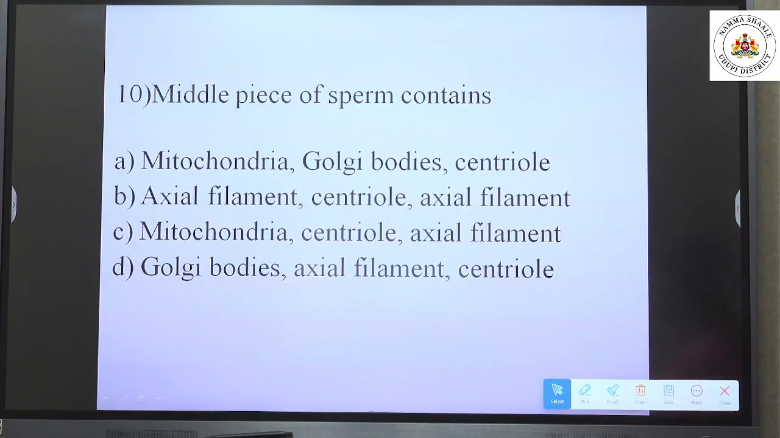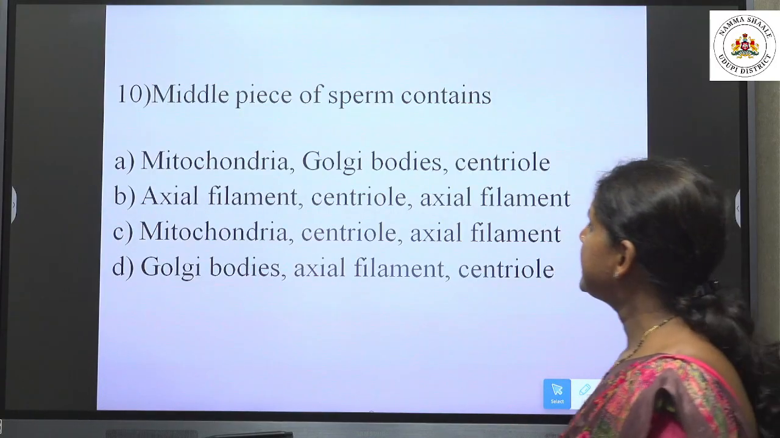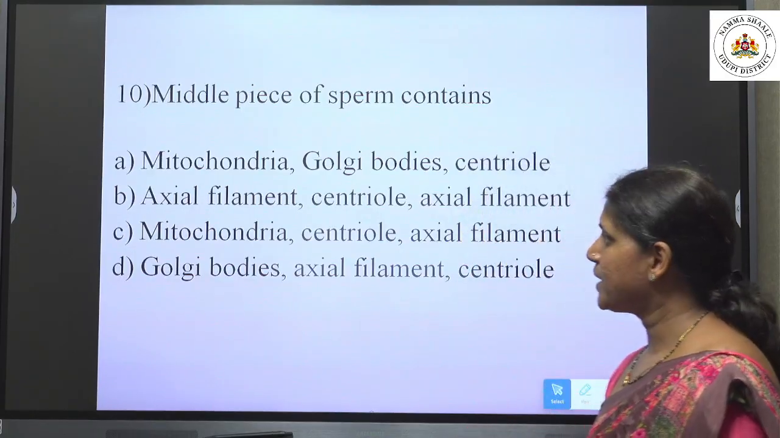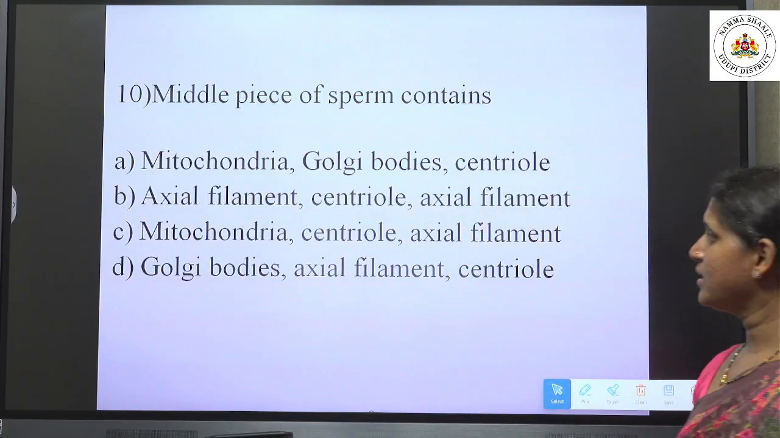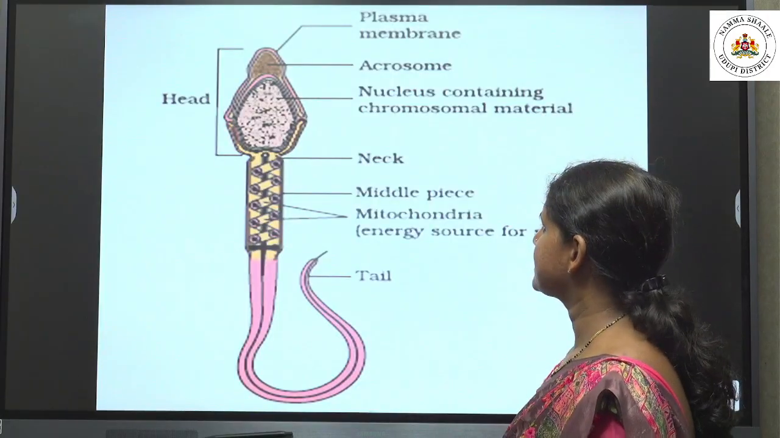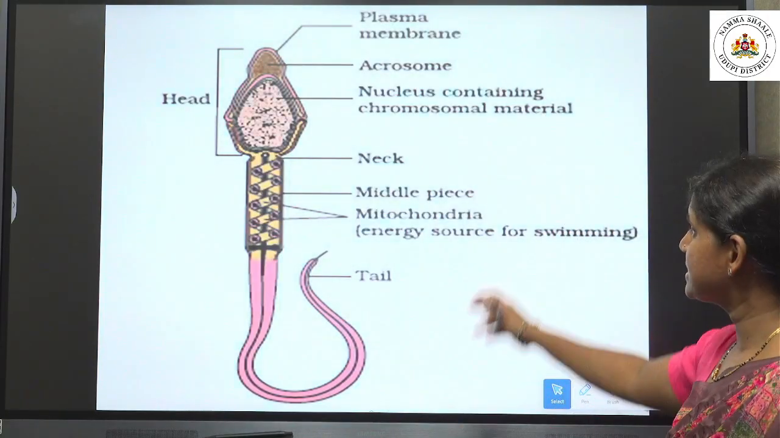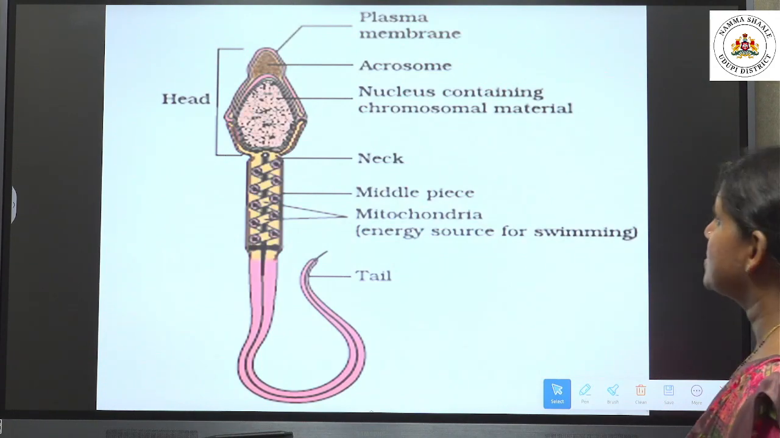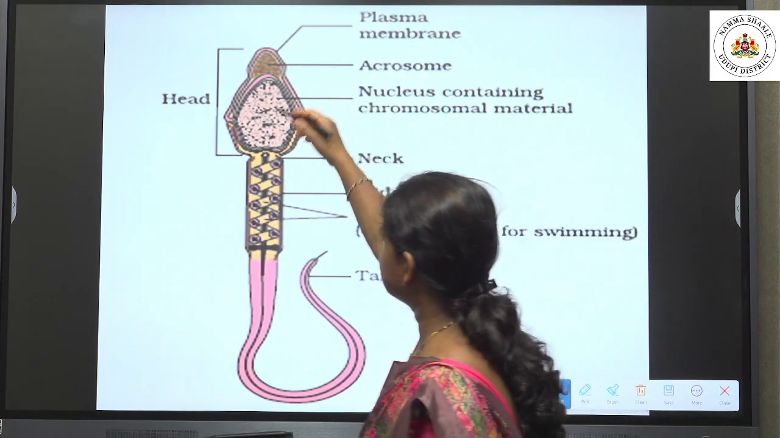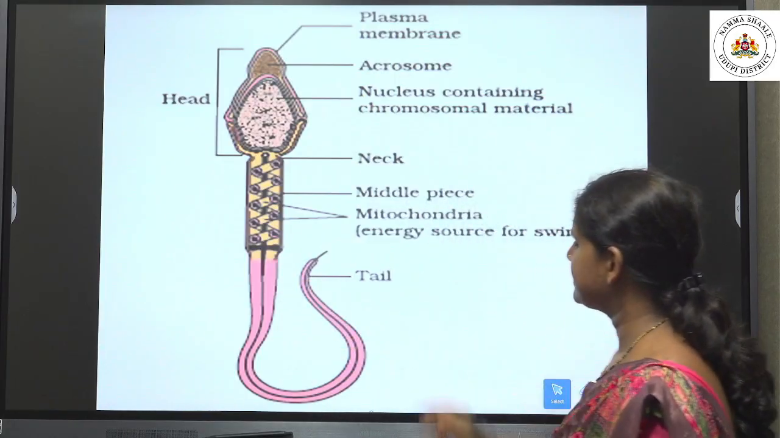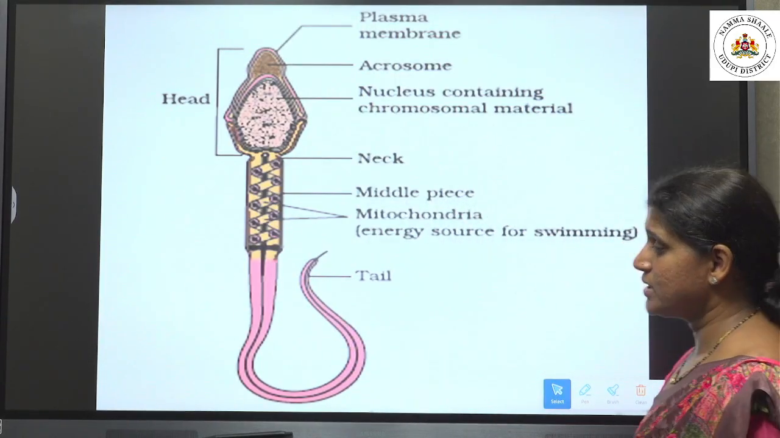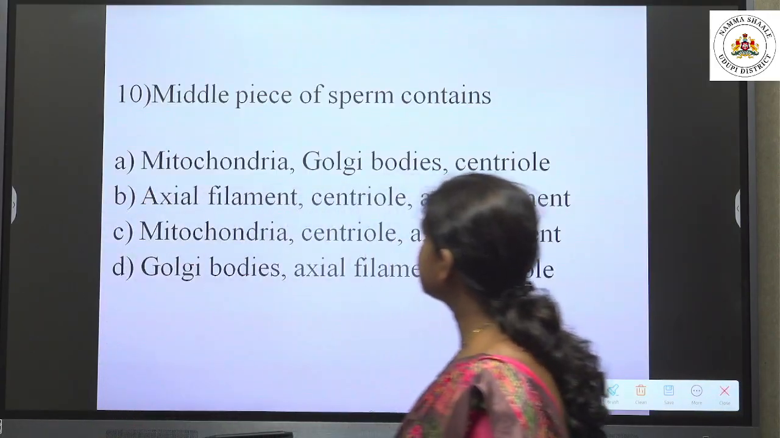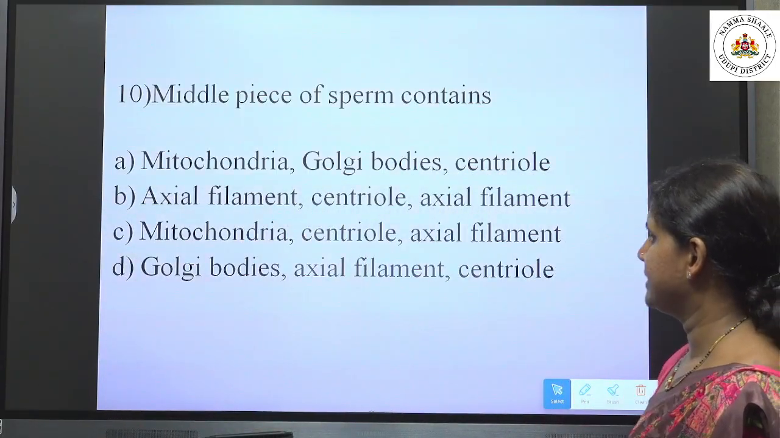Next question. The middle piece of sperm contains. The sperm is the male gamete. You know this is the structure of the sperm: the head, the middle piece and the tail. So the question here is, the middle piece of the sperm contains.